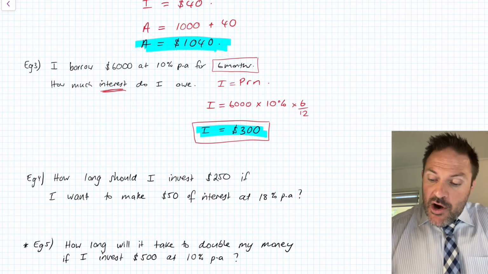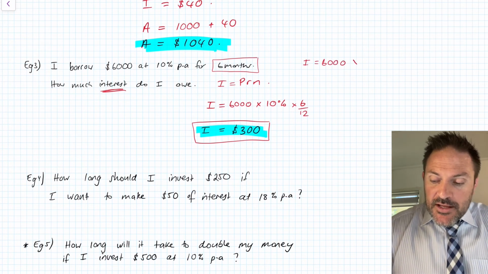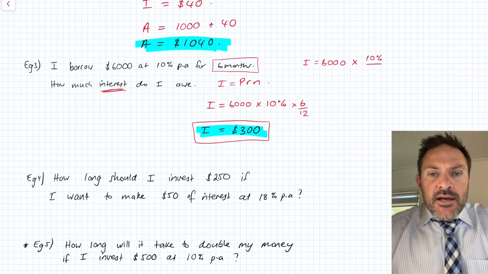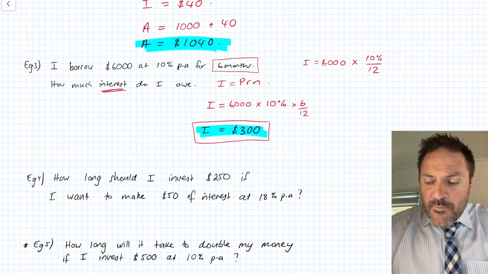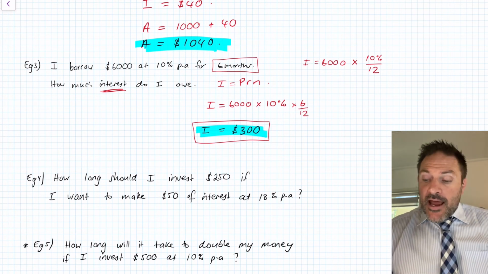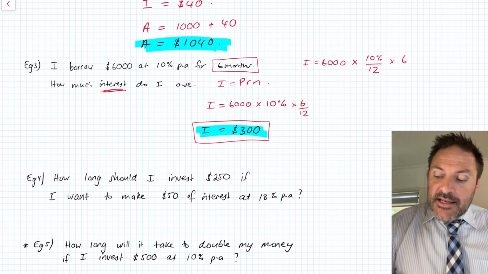For example, I could say I equals my principal of 6,000 times my 10%. How many months are there in a year? Well, there are 12 months in a year. So that actually means I'm getting 10% over 12, okay? And that would actually be per month for 6 months.